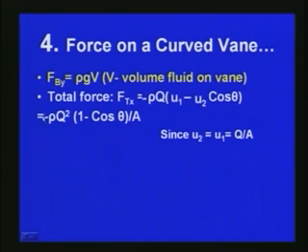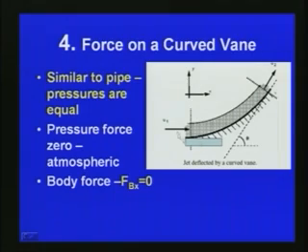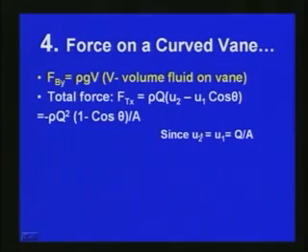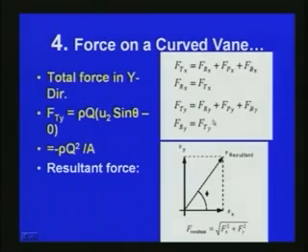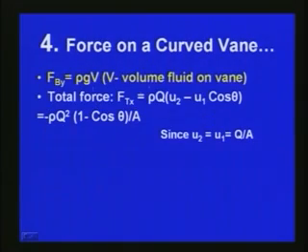Finally, this can be written as minus rho q square into 1 minus cos theta divided by A, where A is the area of cross section of the jet which is coming here. Since u2 is equal to u1, which is equal to q by A, where q is the total discharge, we can substitute u2 and u1 with q by A. Finally the total force is minus rho q square into 1 minus cos theta by A. This gives the total force on the curved vane.